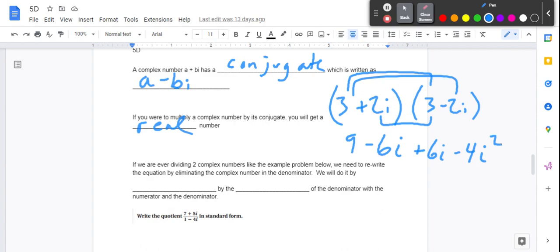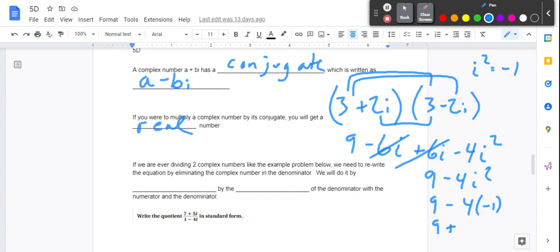What happens here when we multiply a complex number by its conjugate, we end up with a whole real number. Here's why. The 6i's cancel out. Remember, i squared is negative 1. So now since we have 9 minus 4i squared, really what we have is 9 minus 4 times negative 1, which is really going to give us 9 plus 4, which is 13.